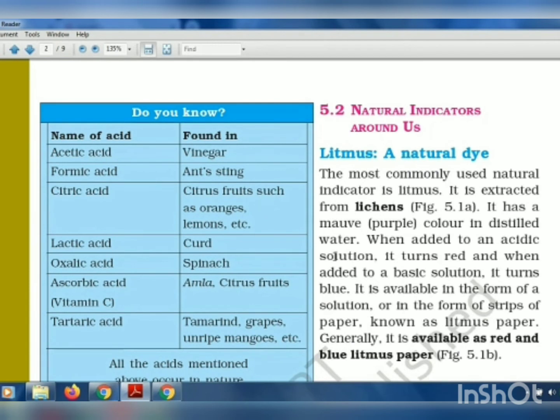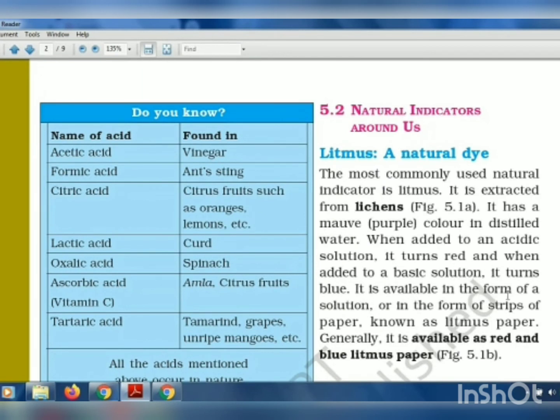So when you put litmus in distilled water, it turns purple in color. When added to an acidic solution, it turns red. And when added to a basic solution, it turns blue. The distilled water is neutral. It is not acidic nor basic. That is why it is turning purple. When it is put in an acidic solution, it turns red, and when added to a basic solution, it turns blue.